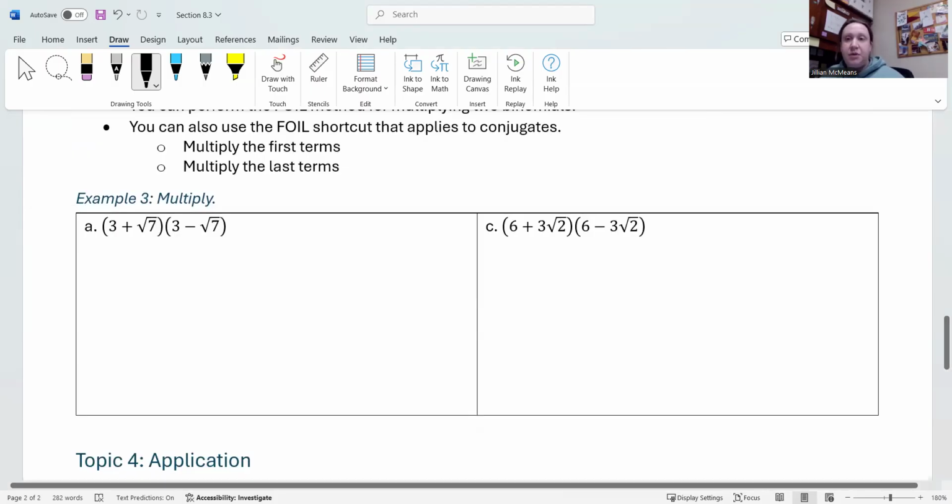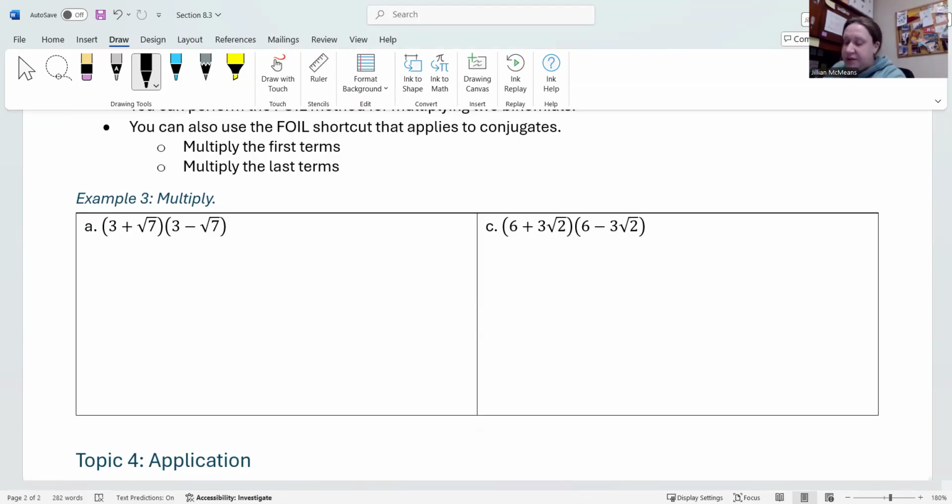Now, for example 3, it says multiply. So for part A, I'm going to go ahead and just do the full FOIL method, okay? So I would take this 3 in the first expression and distribute it through the second one. So 3 times 3 is 9. And then 3 times negative square root 7, I just take 3 times the negative, that makes it negative, and I just kind of tack these two things together. Remember, the radical expressions are not variables, but we treat them like variables at first. So I just get negative 3 square root 7.